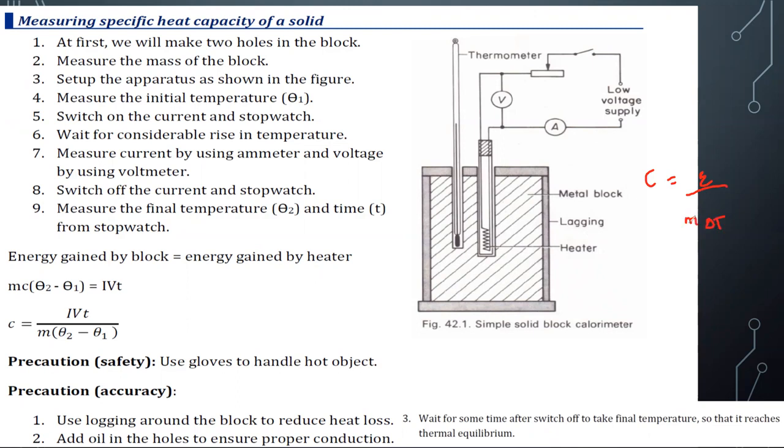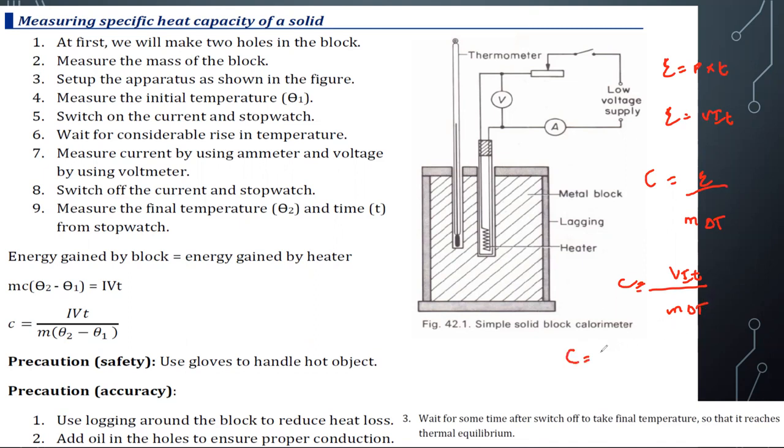But practically, energy we cannot find directly because we don't normally use a Bunsen burner. We normally use an electrical heater. So electrical heater energy is power multiplied by time, and power is voltage into current. So we can say energy is VIT. So energy is VIT divided by mass into temperature change. So specific heat capacity is VIT divided by mass into temperature change.